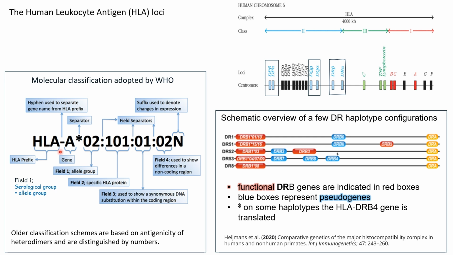HLA, human leukocyte antigen, that's the prefix. And here we have the gene. So this is for MHC class 1, because this is HLA-A. So that's this one over here, HLA-A and MHC class 1. So that's the gene. Then we have a separator, and we have what's called the field group. And the first field is the allele group, also called the serological group.